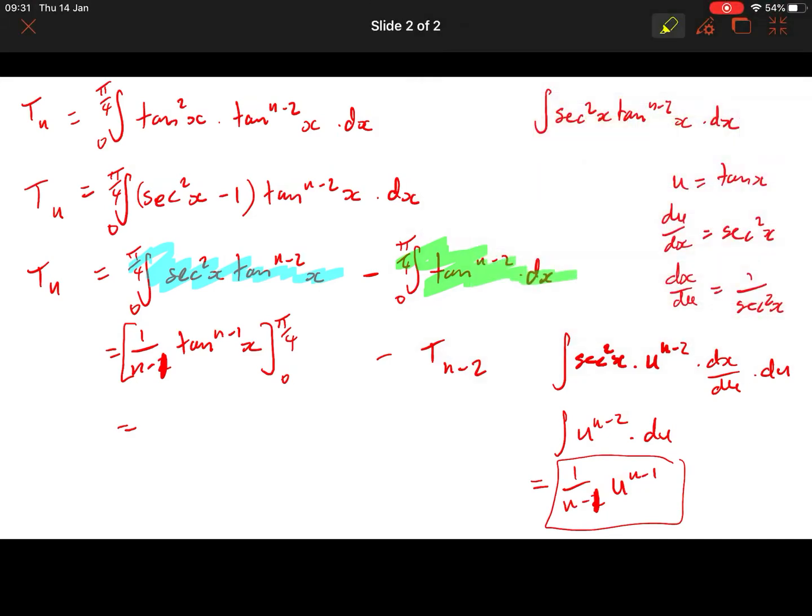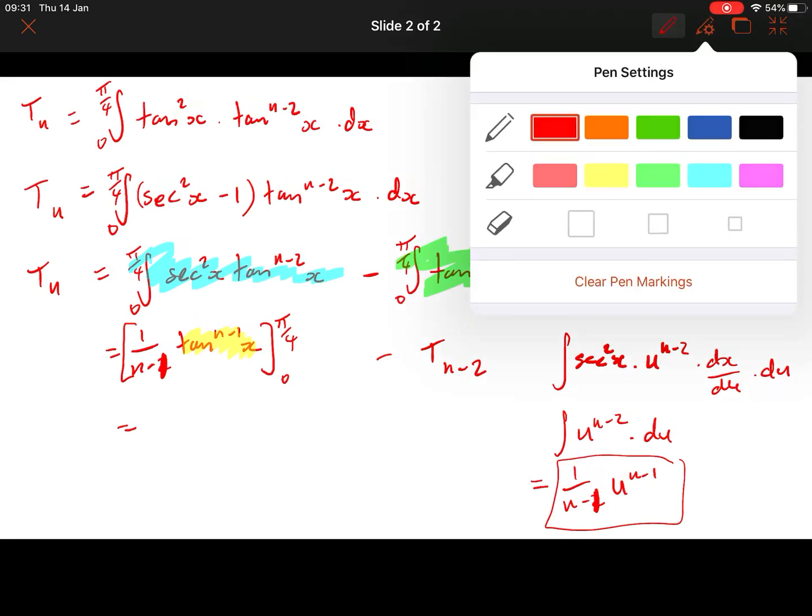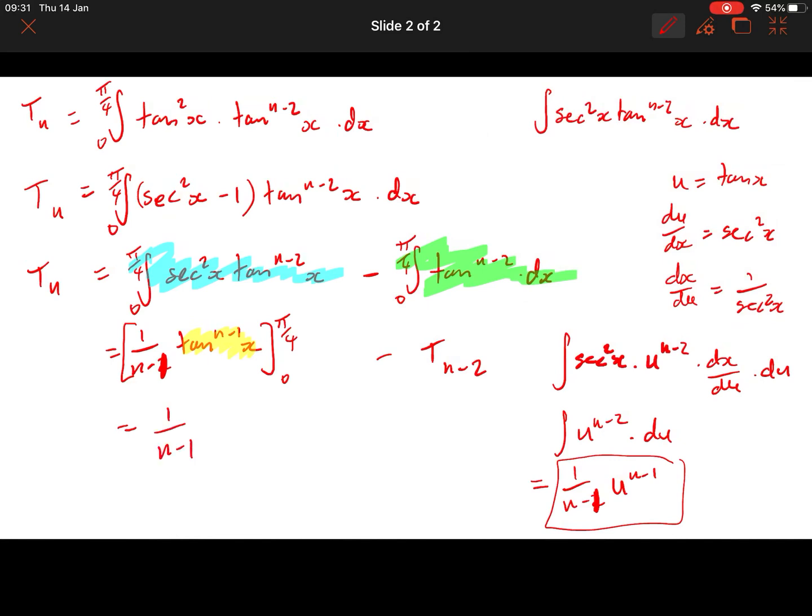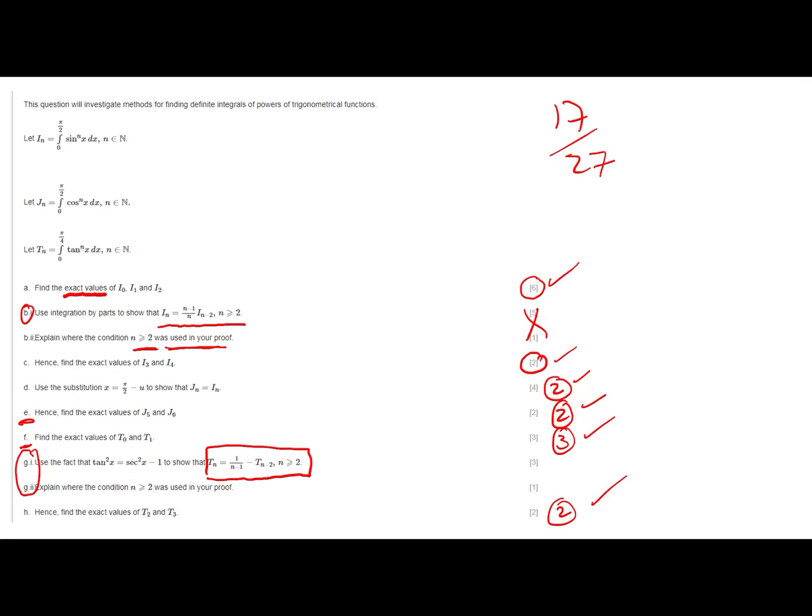This bit here is always going to be equal to 1 if it's pi over 4, and it's always going to be equal to 0 if it's 0. So basically, you're ending up with 1 over n minus 1 minus T of n minus 2. And there is your answer. Because of the step you need to take here and the difficulty in integrating that, I think that you probably won't get those marks. But, you know, maybe you're a miracle and you can do it.